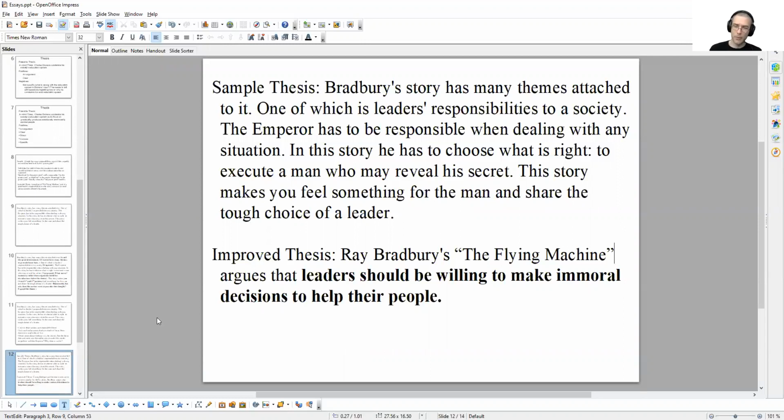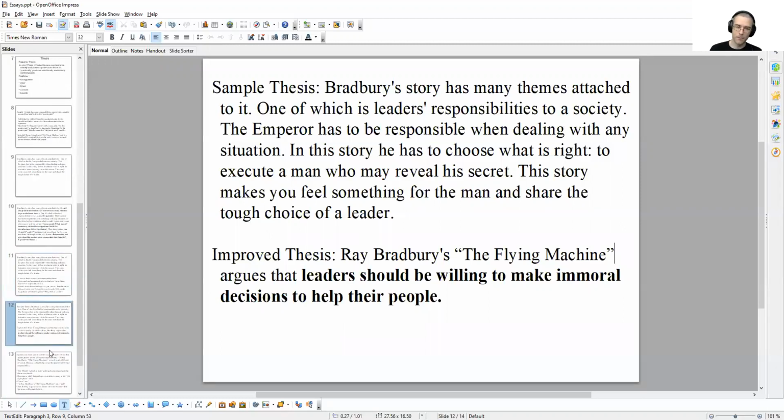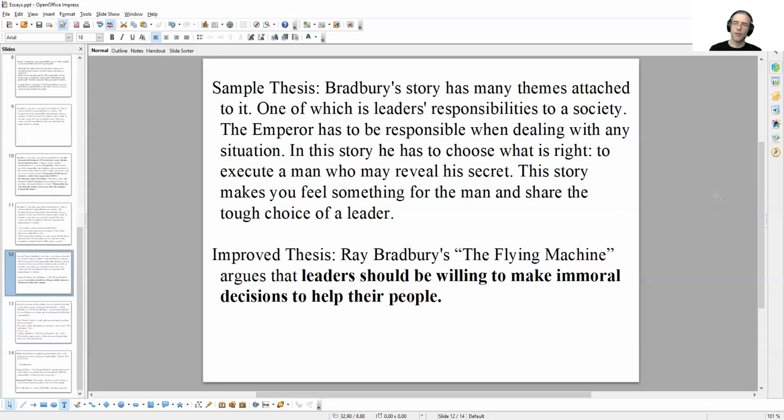We can say that Ray Bradbury's "The Flying Machine" argues that leaders should be willing to make immoral decisions to help their people. Keep in mind those key tenets of a thesis statement: you should be clear, specific, direct, arguable, concise, and you should provide a direct answer to the essay question.